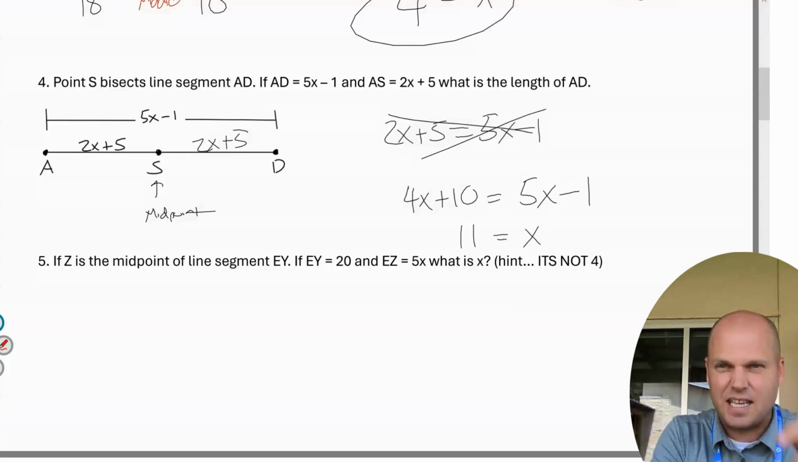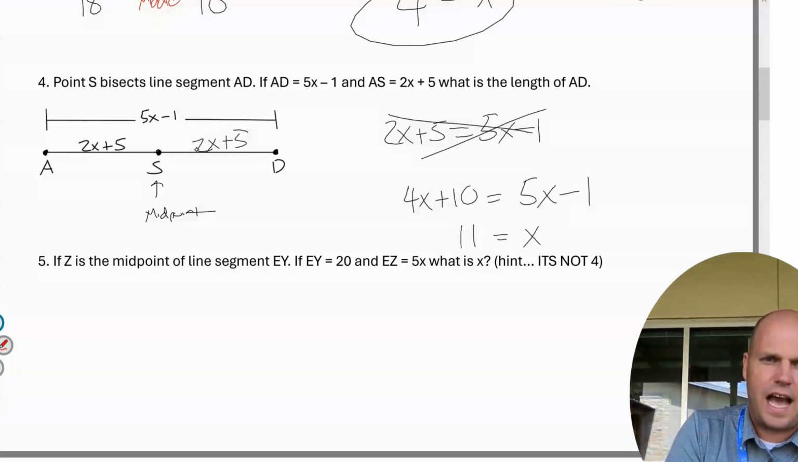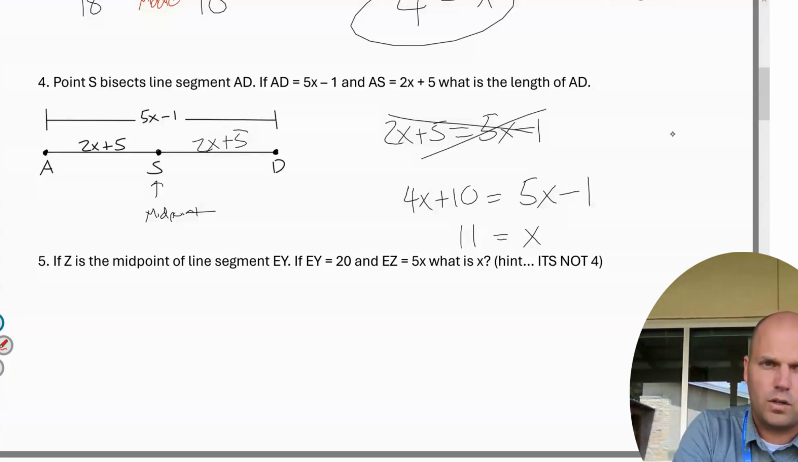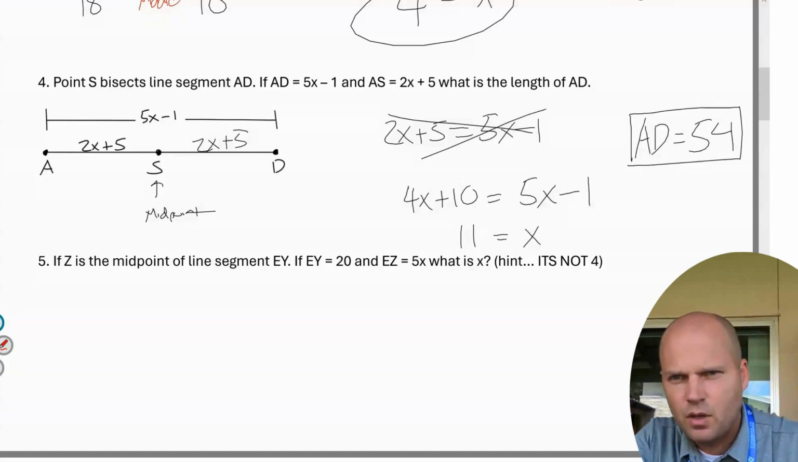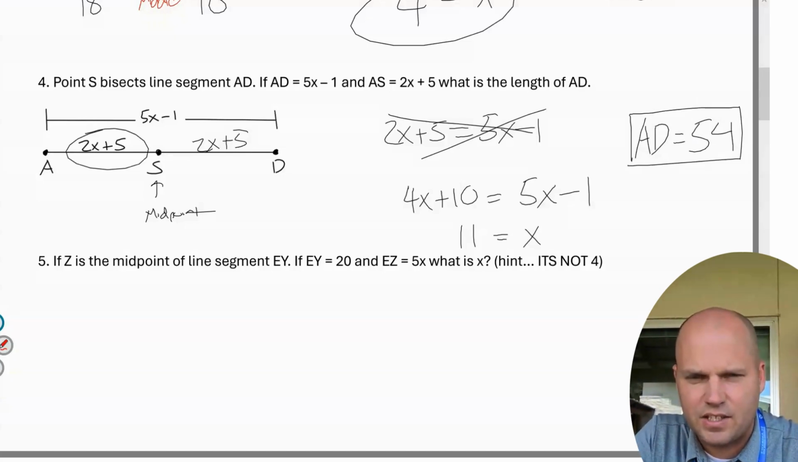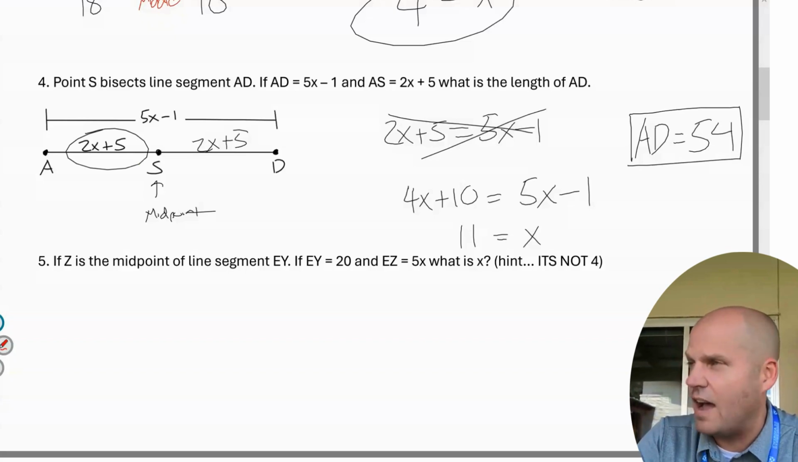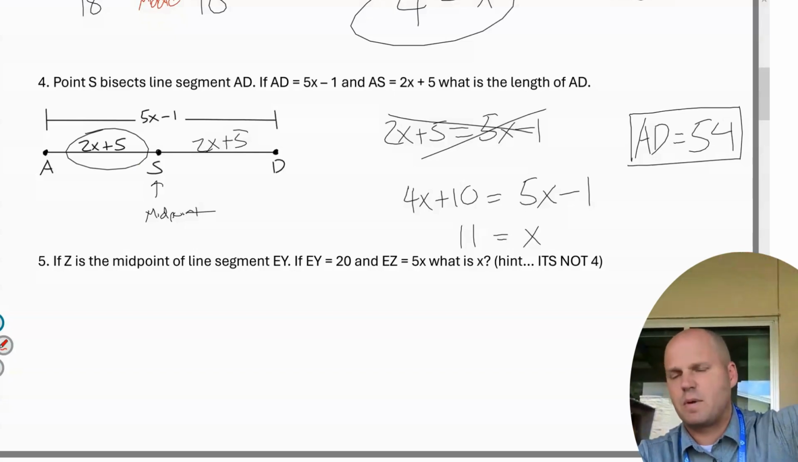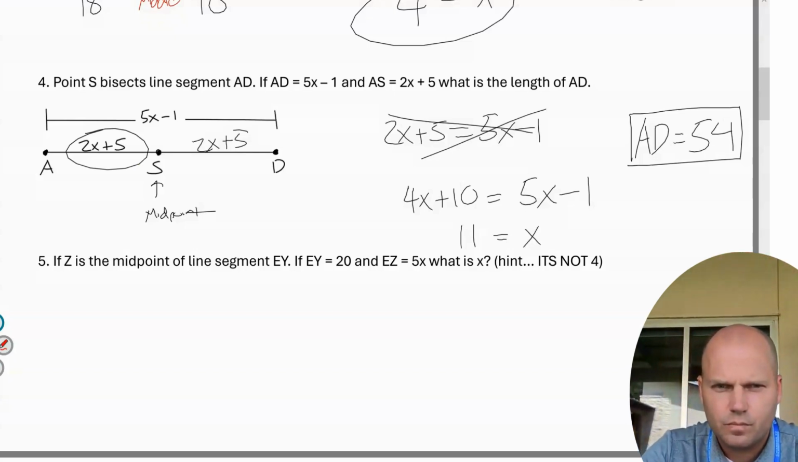The length of AD, it should all work out. If you plug in x, everything should work out. We should get 54. We should get 54 many different ways. Whether you plug it into AS and double it, you get 22 plus 5, which is 27. Double this, 54. Plugged into 5x minus 1, everything works out.